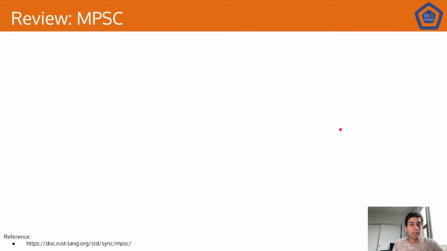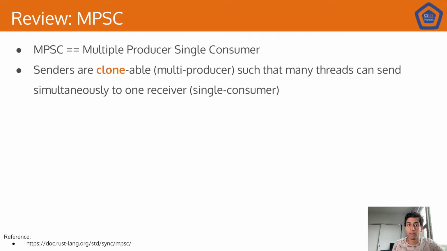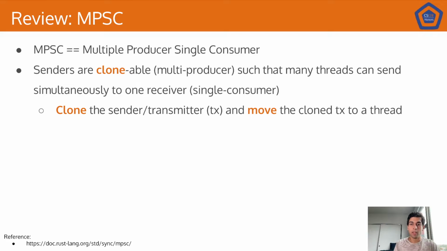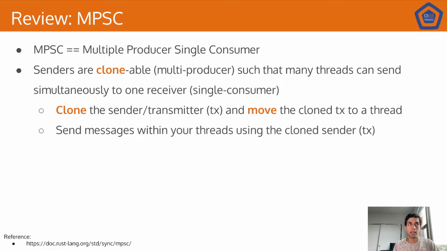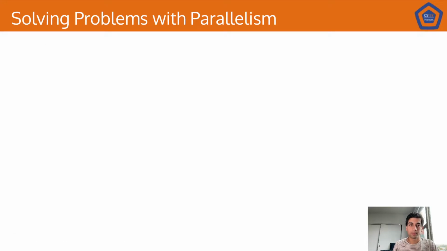Okay, let's briefly review MPSC, multiple producer, single consumer, from last lecture. You have this notion of senders, these clonable transmitters that you give to many threads, and they all send to one receiver. You create your channel, then clone the sender you get from that channel, give a cloned sender to each thread, and every thread will send messages to the one receiver that you make. So clone the transmitter, move that cloned transmitter to a thread, send messages within your thread, and then finally receive messages on your main thread with your receiver.